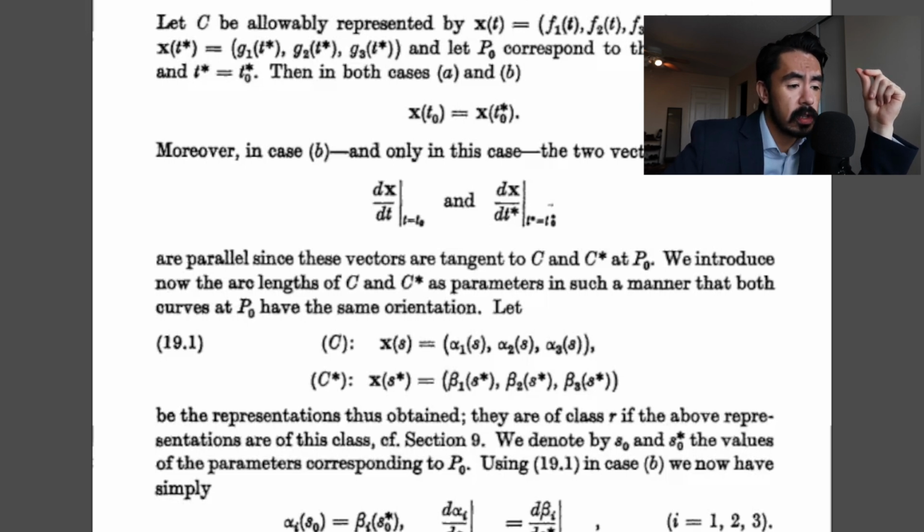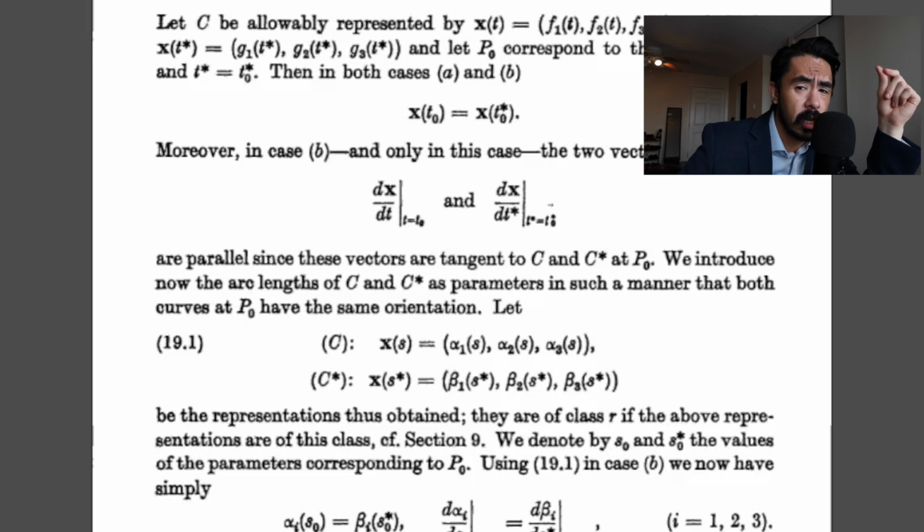Similarly, for the curve C star and its vector parametric representation in terms of its arc length, which we will refer to as s star, the functions of the particular dimensions of this parametric vector are beta 1 of s star, beta 2 of s star, and beta 3 of s star. Let these be the representations thus obtained. They are of class R if the above representations are of this class, which you can see in the arc length section. And when I say class R, that means that they are R times differentiable.